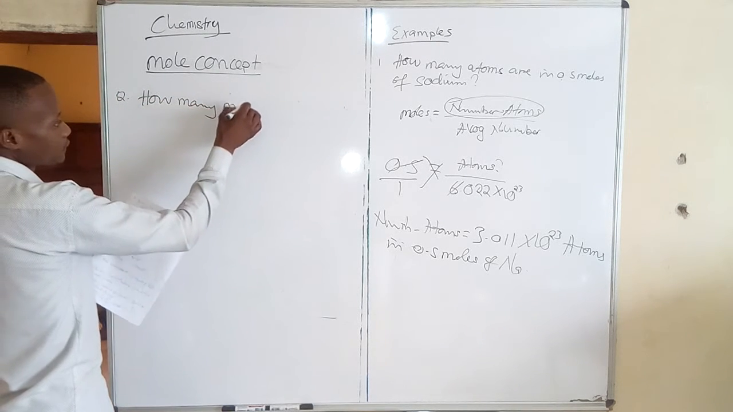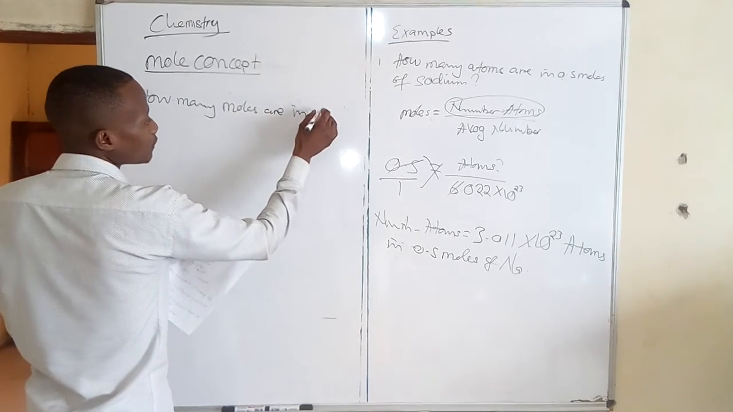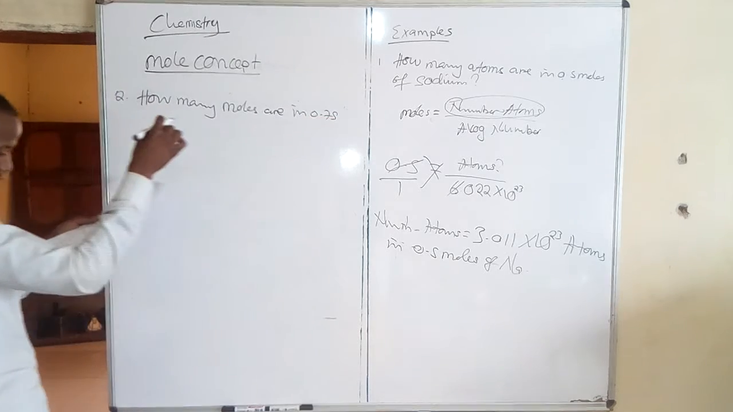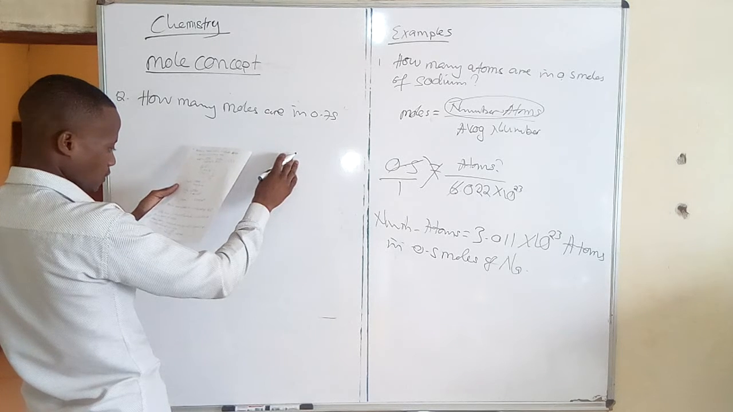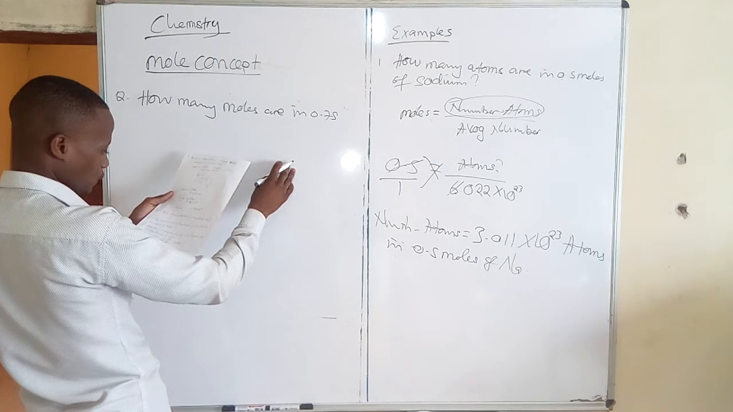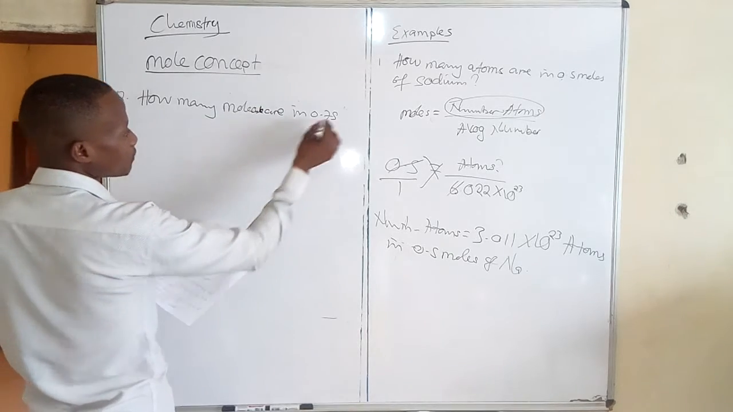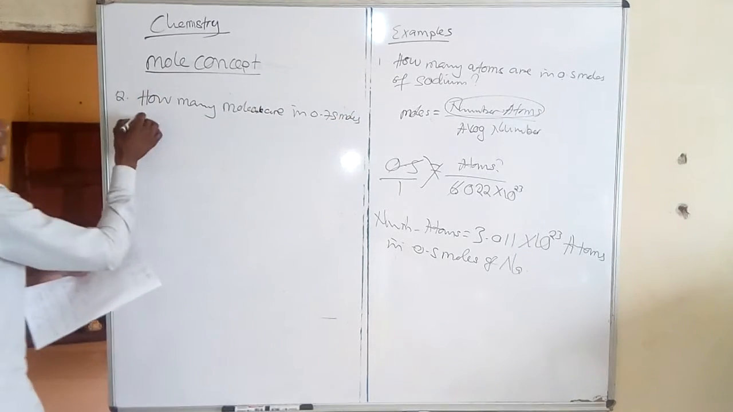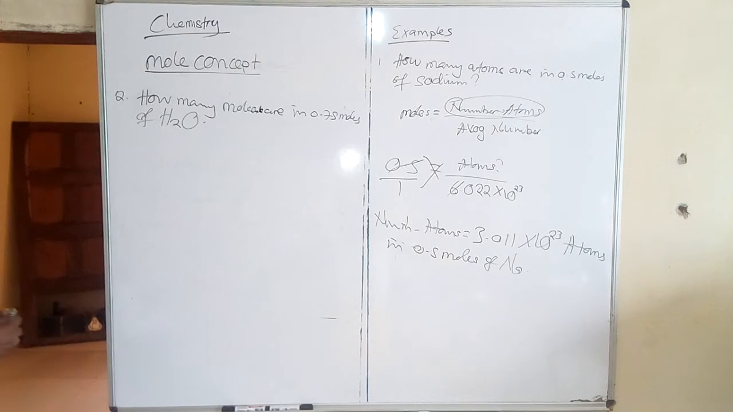How many moles are in 0.75 moles, okay, it's supposed to be how many molecules? How many molecules, not moles? How many molecules are in 0.5 moles of water, which is H2O? Just use the symbols. How many molecules are in 0.75 moles of water?